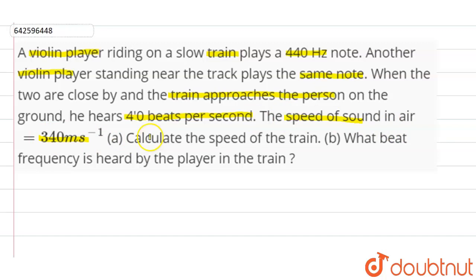In the first part, we need to calculate the speed of the train, and in the second part, we need to calculate the beat frequency heard by the player in the train. So let's say we have a situation like this. We have a train, and we have a violin player inside the train. We also have a violin player on the track, and this train is approaching this violin player. They both are playing the same note of frequency 440 Hz.